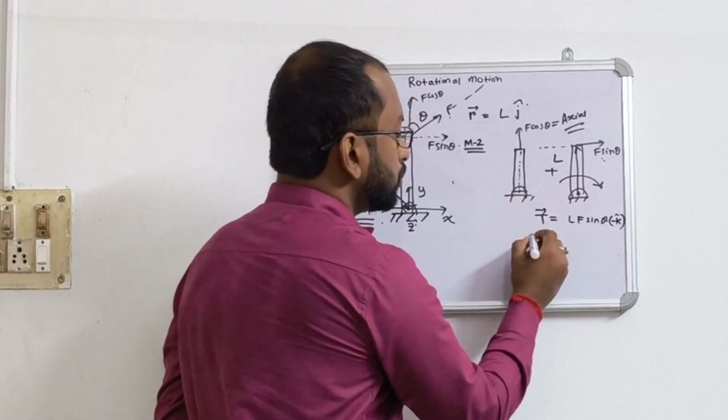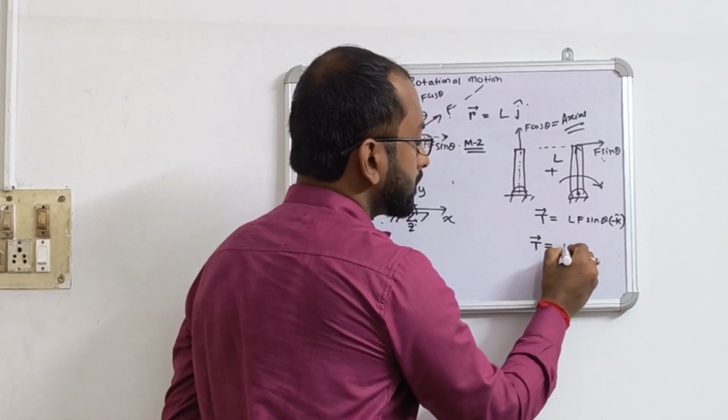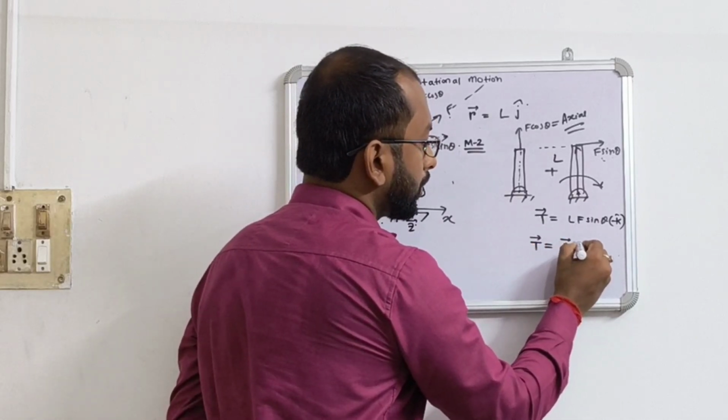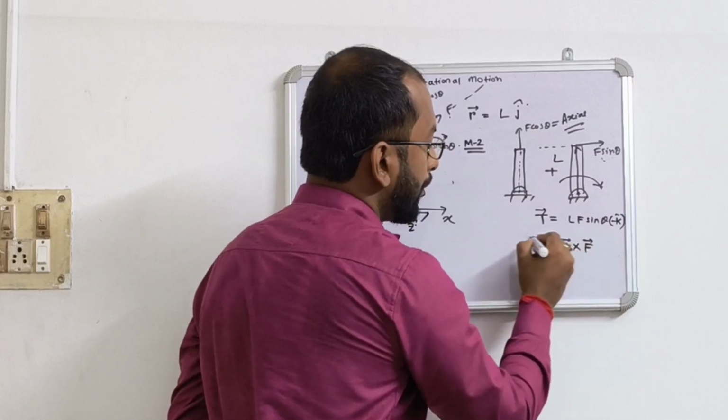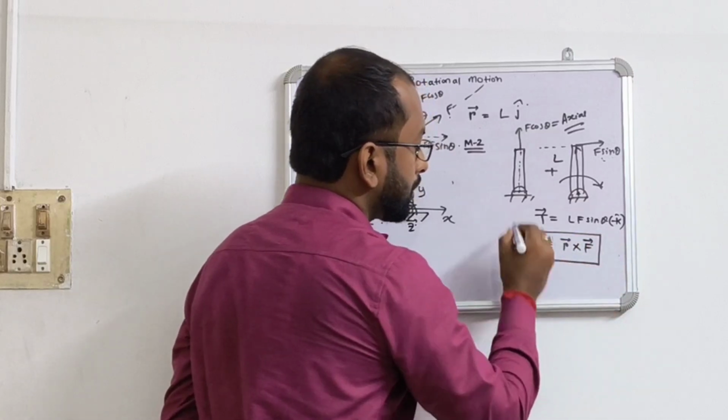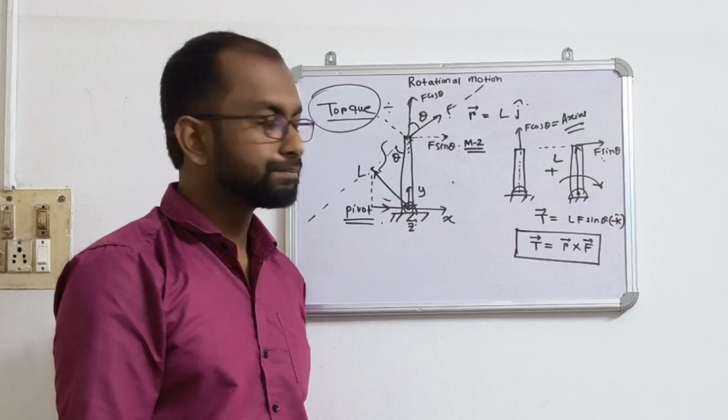So this is method 2. So torque we can write as R, the direction vector, cross F. That is the takeaway from this torque calculation part.